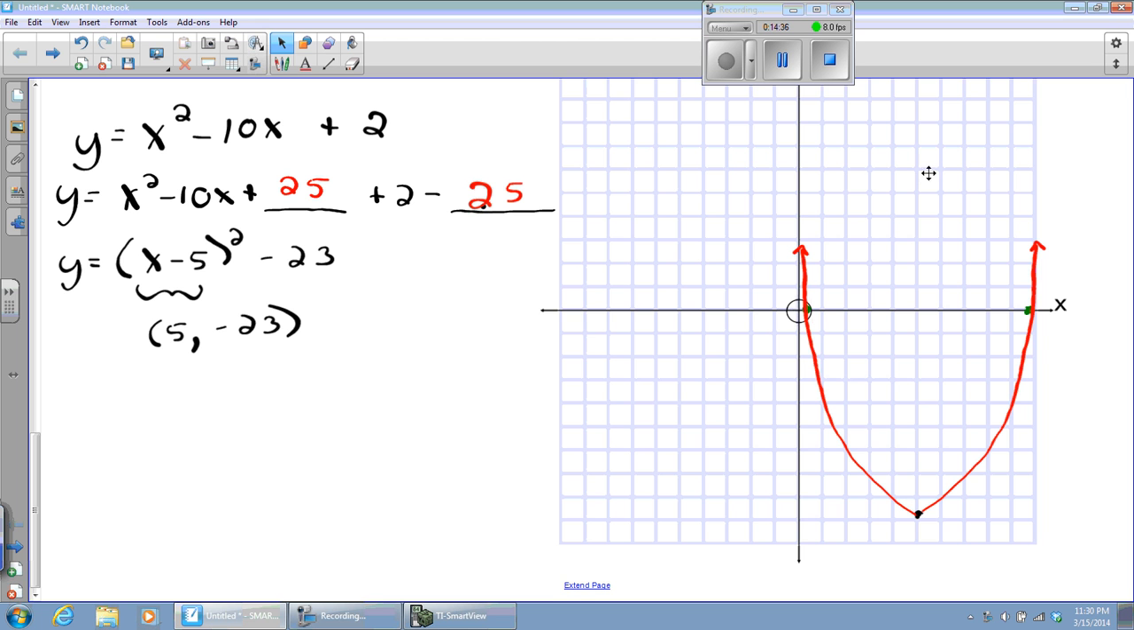All right, that's it for tonight's video, completing the square and how it helps us find the vertex. Pretty nifty stuff if you ask me.